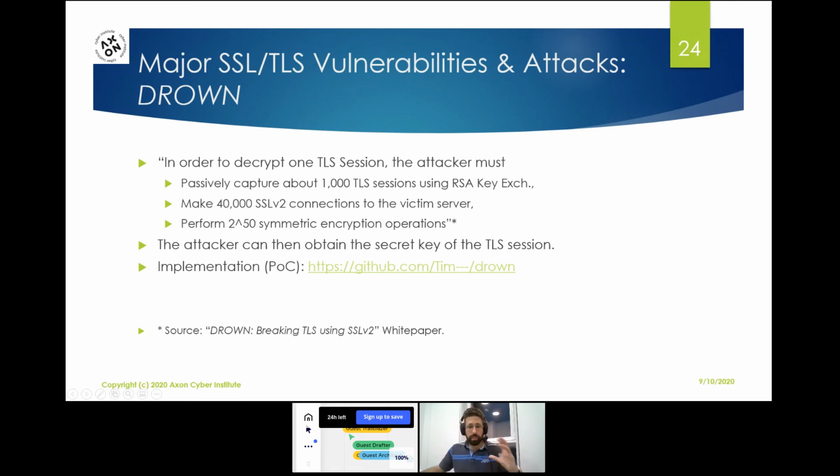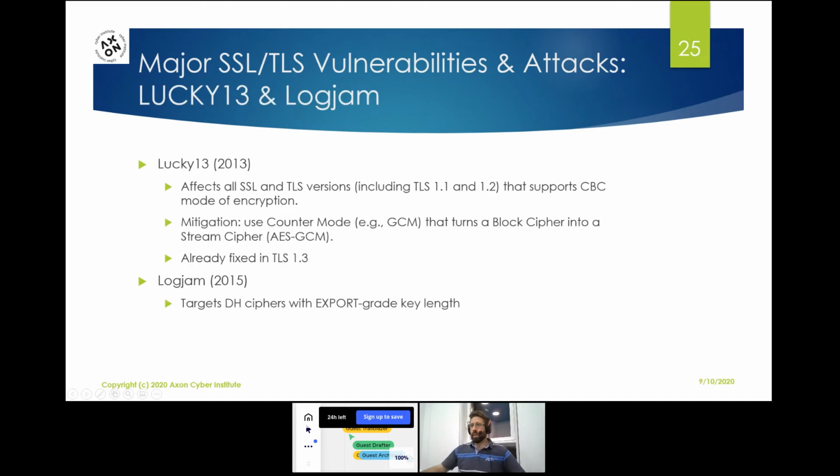And by doing these with mathematical cryptanalysis, you can get the secret key of the TLS session and decrypt it. There is a proof of concept available on GitHub, and this is the link of it. And the details about this attack have been given in the paper called DROWN, Breaking TLS Using SSL Version 2, white paper.